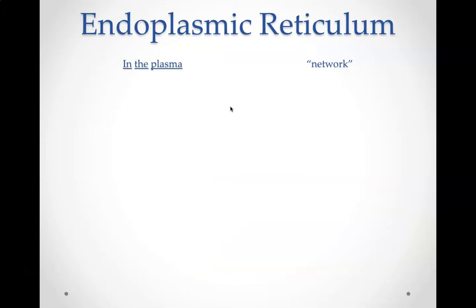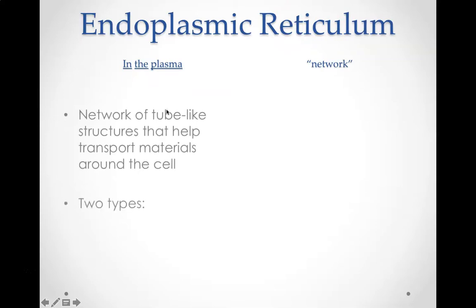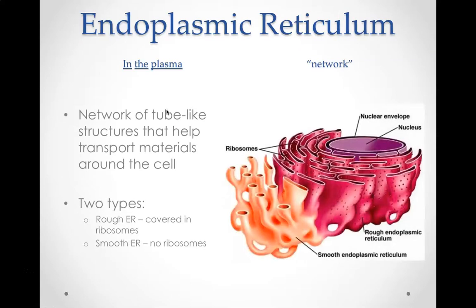Then we have endoplasmic reticulum, and that's a long kind of scary bio word, so I always like to break those up. Endo means in the, plasmic means plasma, reticulum means network. So this is a network in the plasma of the cell. Basically, it's a network of tube-like structures that help to transport materials around the cell. They're kind of like the roads that we can travel on in the cell. They provide this network of different paths that allow things to get around the cell wherever they need to go.